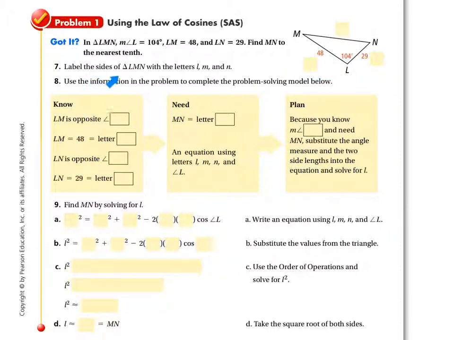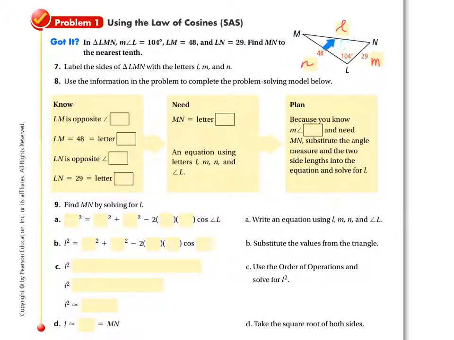So then they want you to label the sides of the triangle with the little lowercase letters L, M, and N. So what goes here with the 48? Little case n. What goes across from the 104? L. And what goes next to the 29? Lowercase m. And so I'm not going to necessarily go through all of this stuff here. You can read it and put it in there if you want to, but we're going to create our equation down here.